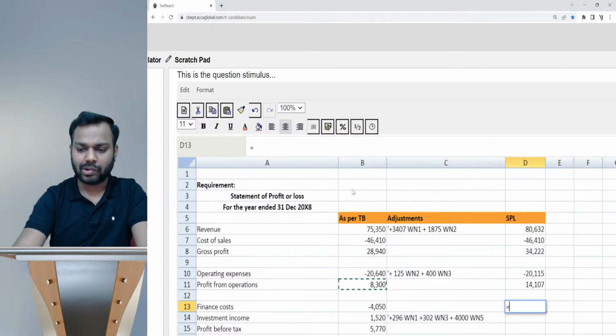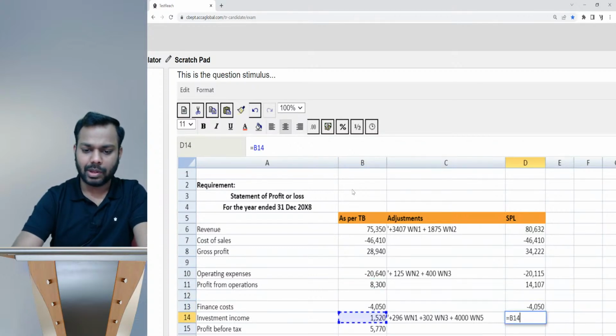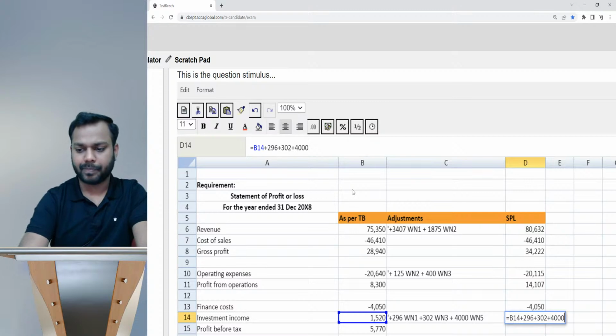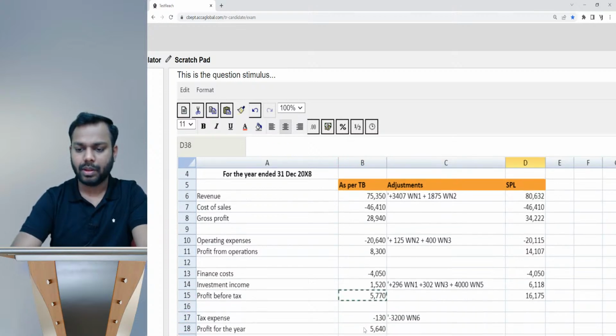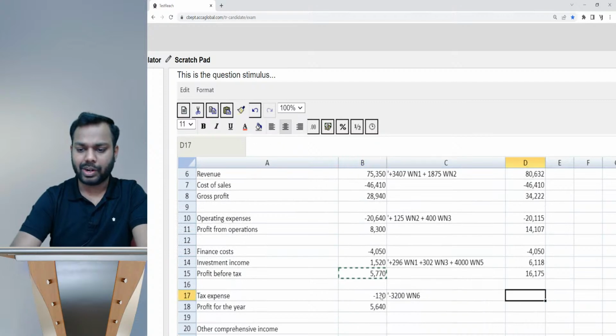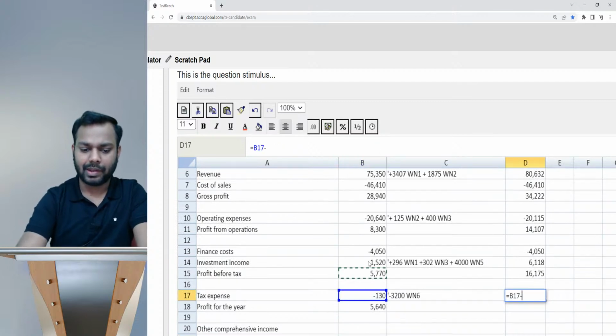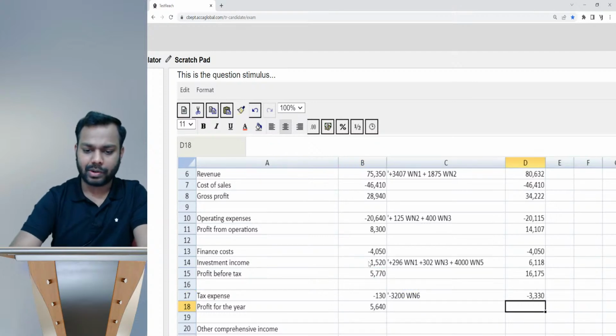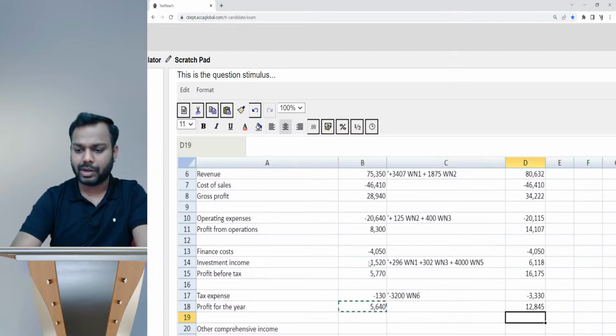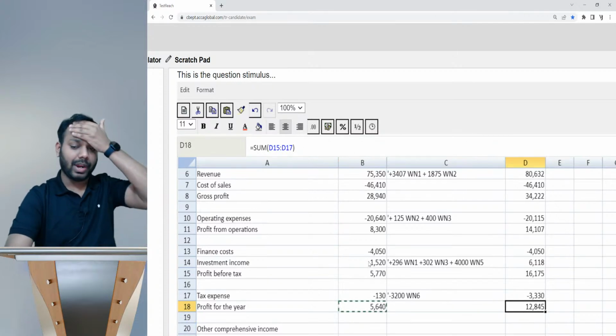Now what is my finance cost? This is my finance cost. What is my investment income? This plus 296 plus 302 plus 4,000, right? Now what is my profit before tax? That is 16,175. Now what is my tax expense? That is this minus 3,200, that is 3,330, right? Now my profit for the year is how much? Let me paste the formula. So it is 12,845, right?